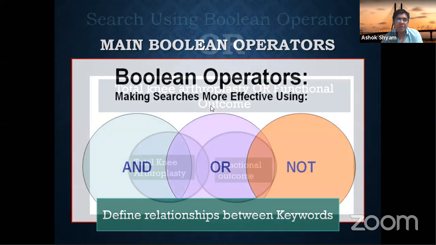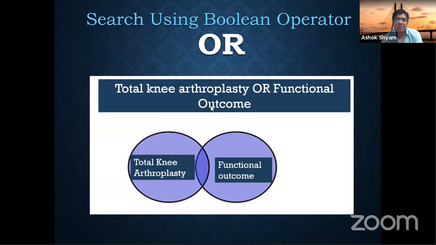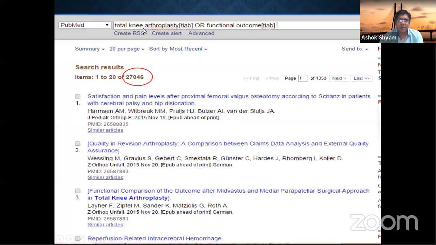So let's take an example. Here we are using the Boolean operator OR. What it does is it gives me all articles containing the first keyword, the second keyword, as well as both the keywords. So when I do a literature search on PubMed: first keyword, first field, first Boolean operator, second keyword, and second field. When I click search, it gives me 27,046 articles. It means it contains the first keyword, the second keyword, or both the keywords. That's the meaning of the use of OR as a Boolean operator.